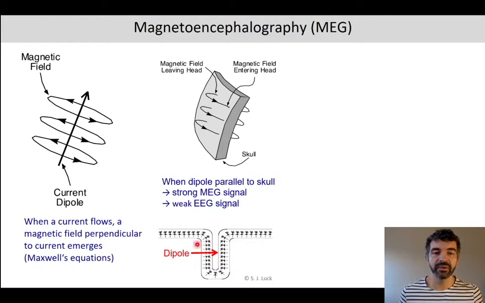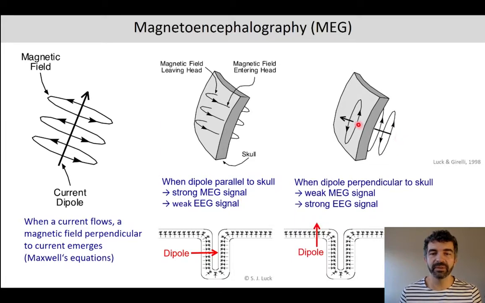So here, when the dipole is parallel to the skull, which is shown here, then MEG would be better. Here, when the dipole is perpendicular to the skull, then that would be better for EEG, and MEG would not pick up on this very well. And this is often related to where in the cortex this is. So here, as I said, you have the dipole perpendicular to the skull.